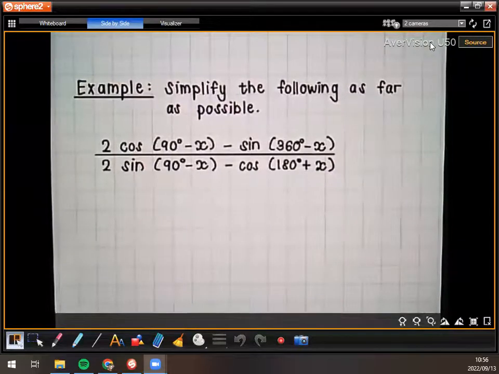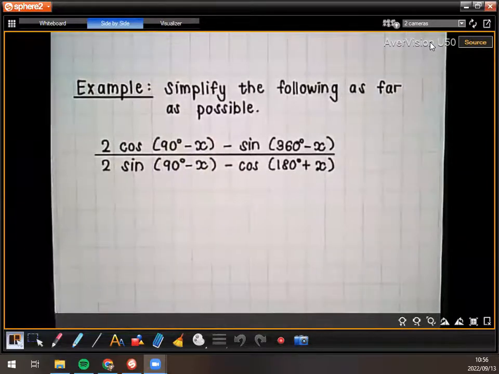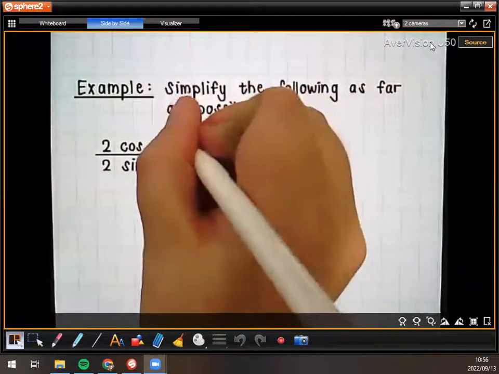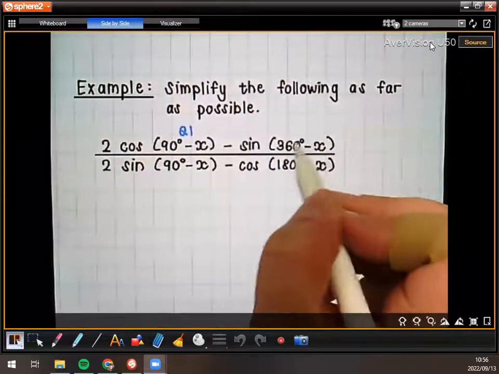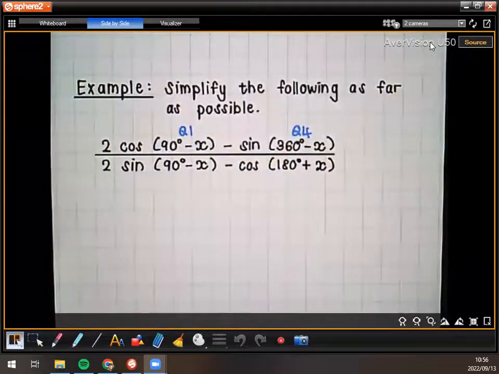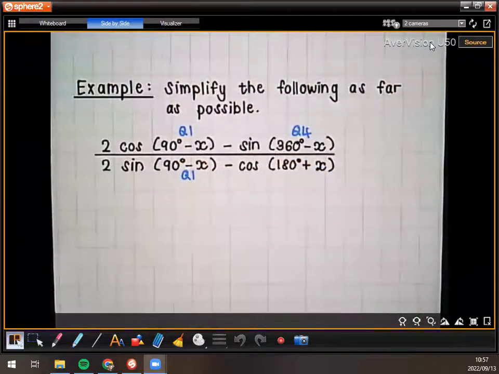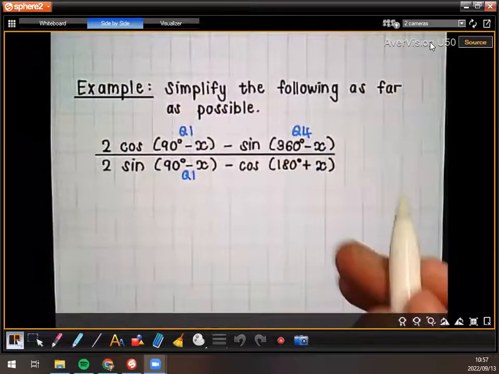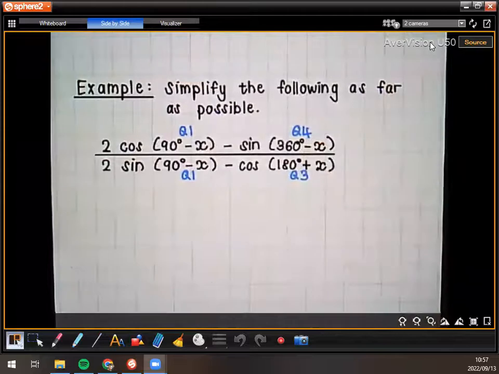And so you can see that this is a reduction formula question, right? So normally what I do first is I just write down all the quadrants. So 90 minus x, what quadrant is that? 90 minus an acute angle, that's quadrant 1, right? What about 360 minus x? Quadrant 4, yes. Then at the bottom here, again we have 90 minus x, again that's quadrant 1. And for that last bracket, we have 180 plus x, that is quadrant 3.